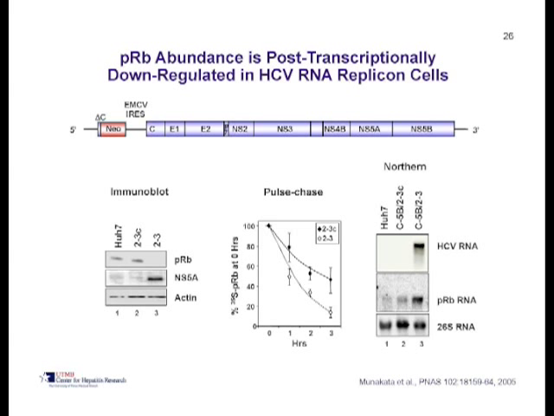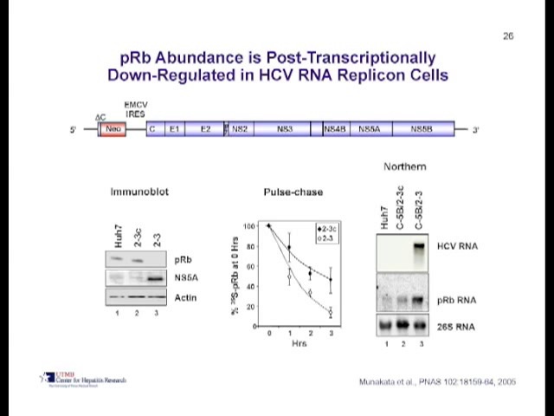And we studied cells that had a full-length replicon that expressed a complete polyprotein from a genotype 1b virus, such as one would find in Japan. And we found in these cells that the abundance of RB was significantly decreased, but if we treated the cells with interferon and cured them of the replicon, it was restored, as you can see.